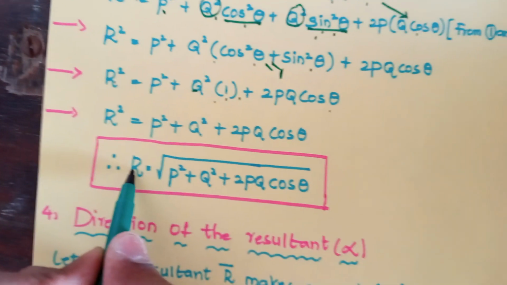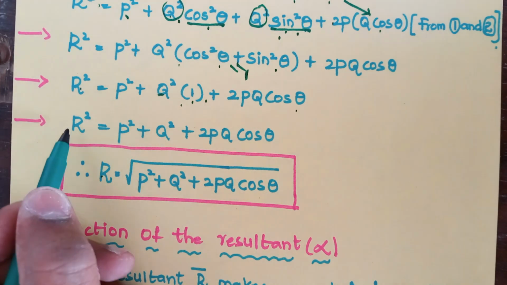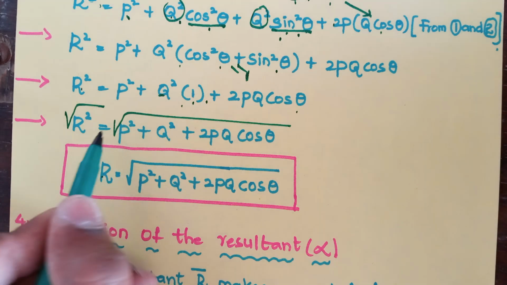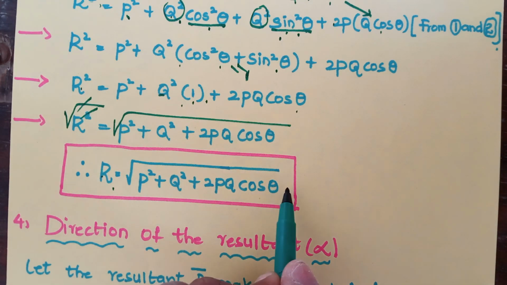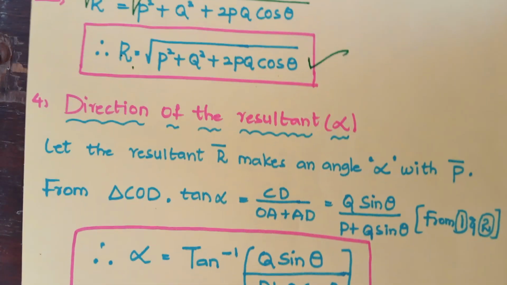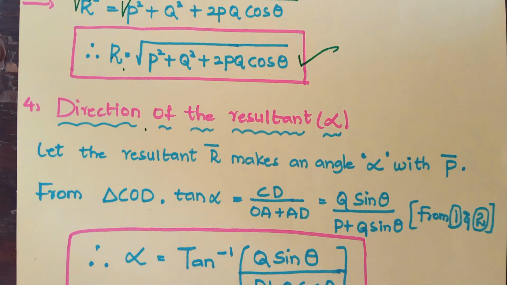From these we are finding the magnitude of the resultant vector. Square root on both sides, the square root is cancelled, then we get R is equal to under root of P square plus Q square plus 2PQ cos theta. This is the magnitude of the resultant vector. Now we are finding the direction of the resultant vector.